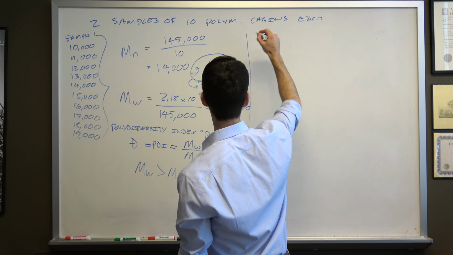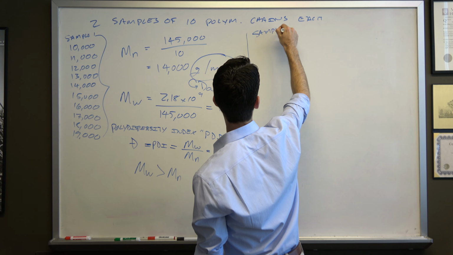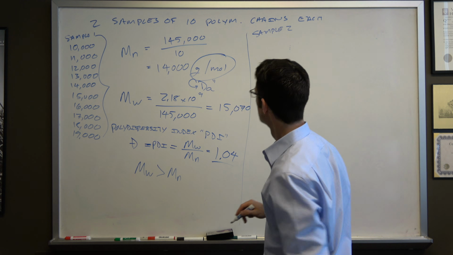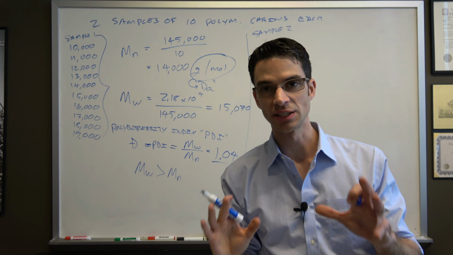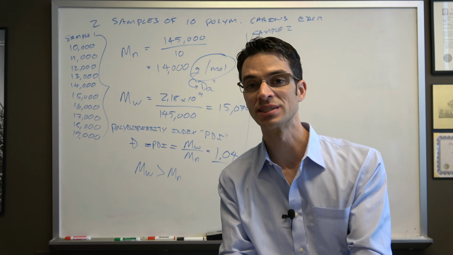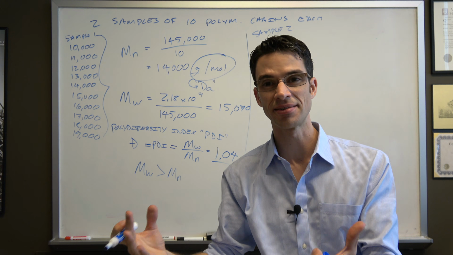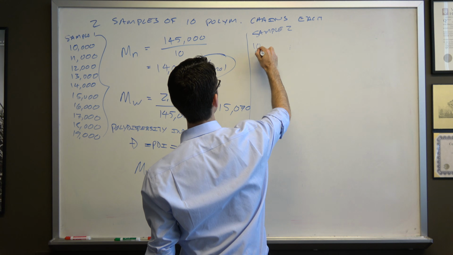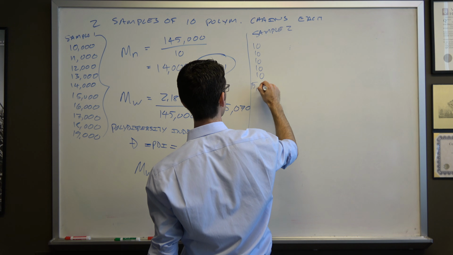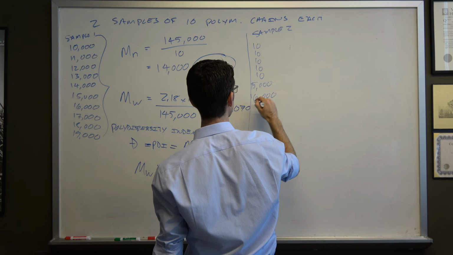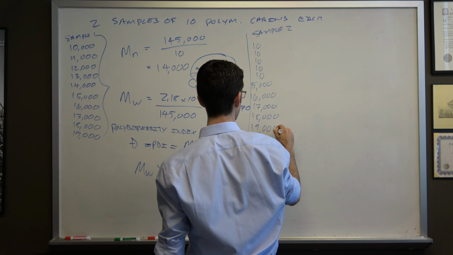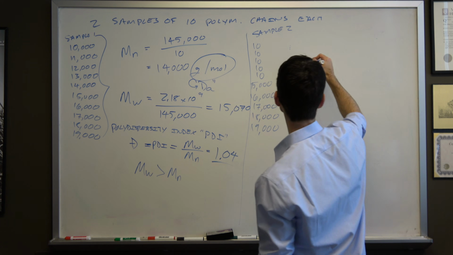All right, now imagine sample 2. Suppose when we were doing this polymerization reaction, the reaction didn't happen 5 times out of the 10 chains. Say 5 of them were duds. So we have 10,000, 10,000, 10,000, 10,000, 10,000, but then it starts working again. Then we have 15,000, 16,000, 17,000, 18,000, 19,000.